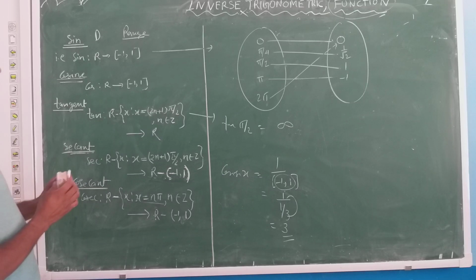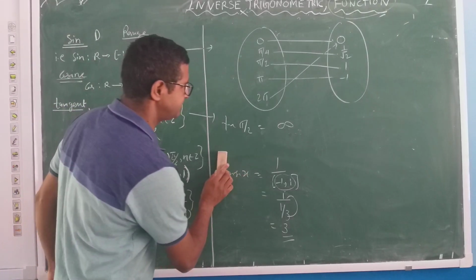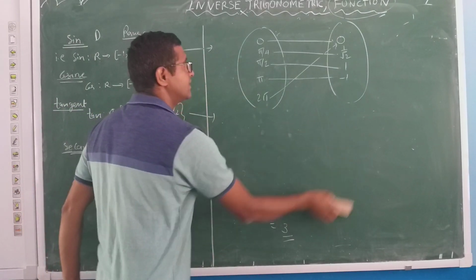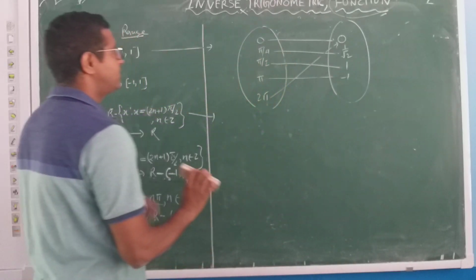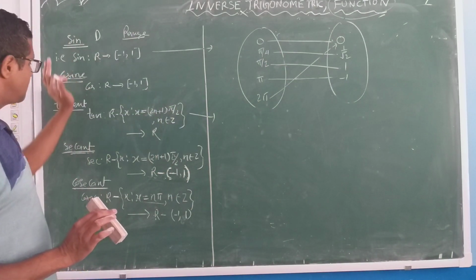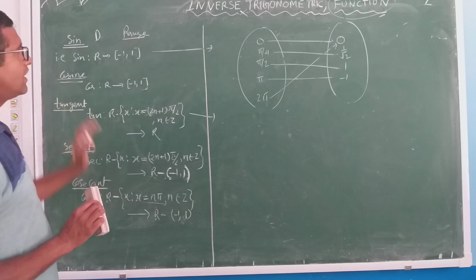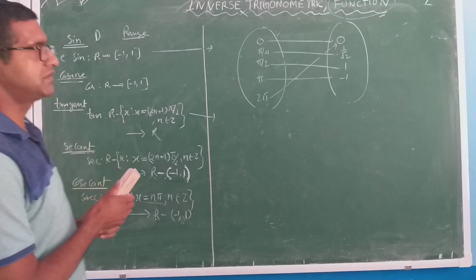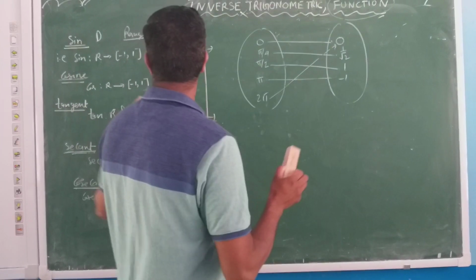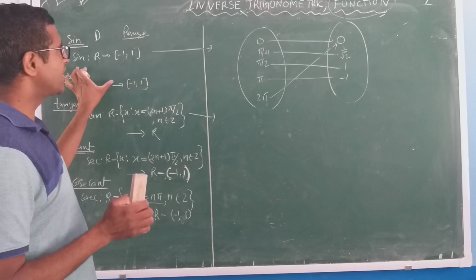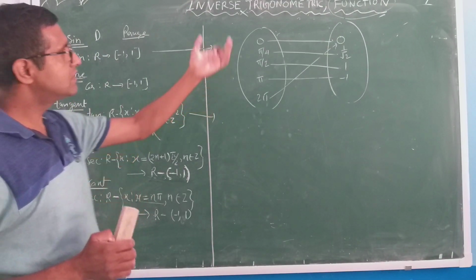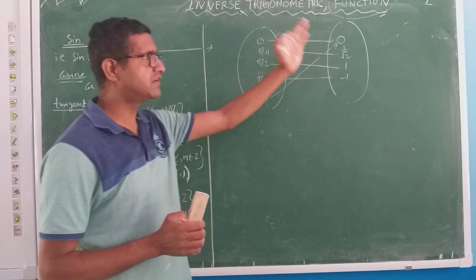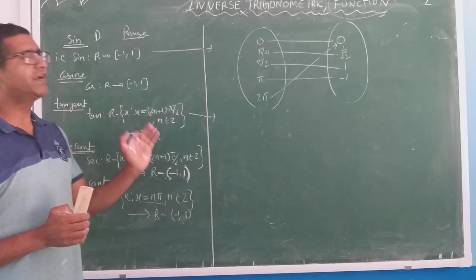Okay, I hope you understand all these. So you have understood that these trigonometric functions are not invertible for their given domain and corresponding range, because they are many-one.